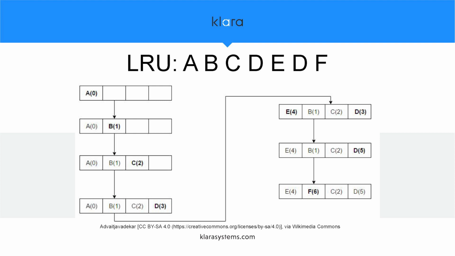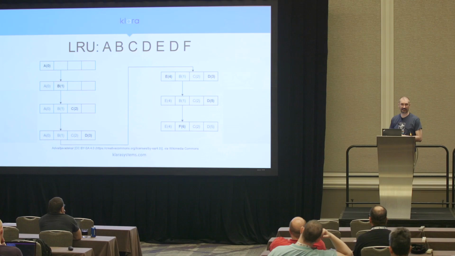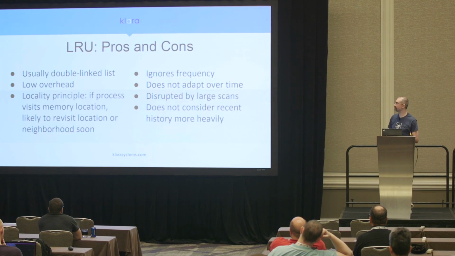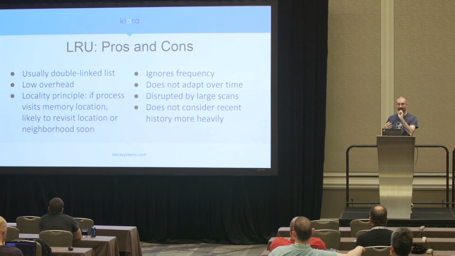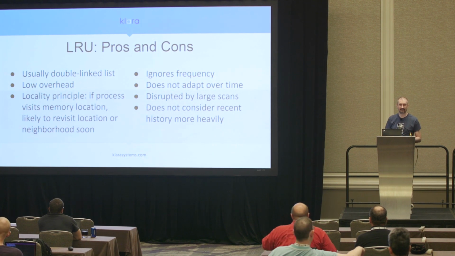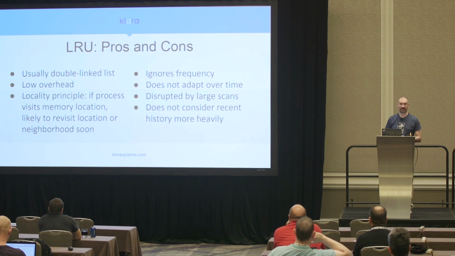So that's the basics of how an LRU cache works, and that's how most of the caches in your operating system and in your hard drive and all the other things work. So the advantages to this is it's a relatively low overhead linked list data structure, and it works pretty well. And the locality principle tells us that if you visit a location in memory, you're more likely to visit that same location again than any other random location. And so keeping the data we're using the most in cache is most likely to get used again, and therefore give us the best answer.